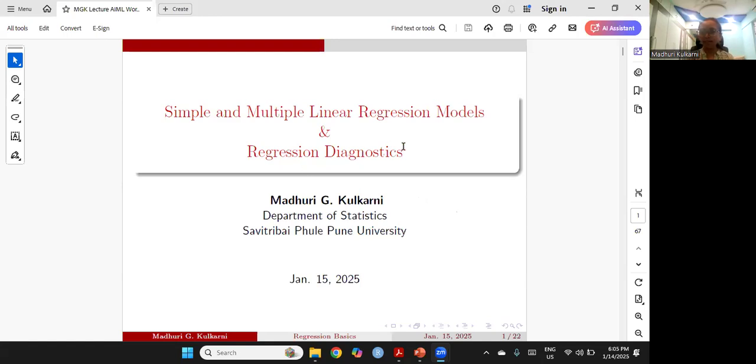This later part, regression diagnostic, we shall skip because that is a more technical part and can be skipped in most of the general cases. We won't go there because we have time limitation, but we will definitely discuss simple and multiple linear regression models.